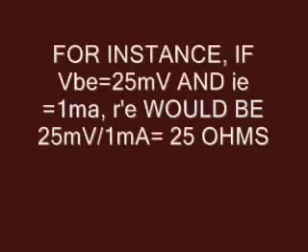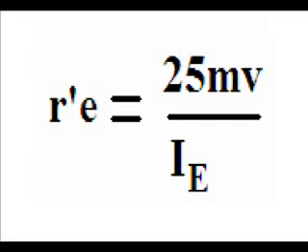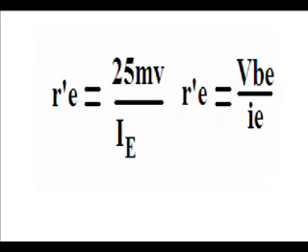For instance, if vbe is equal to 25 millivolts and ie is equal to 1 milliampere, r'e would be 25 millivolts by 1 milliampere, which is equal to 25 ohms. By using calculus to find the slope, we can prove that r'e is equal to 25 millivolts over IE.